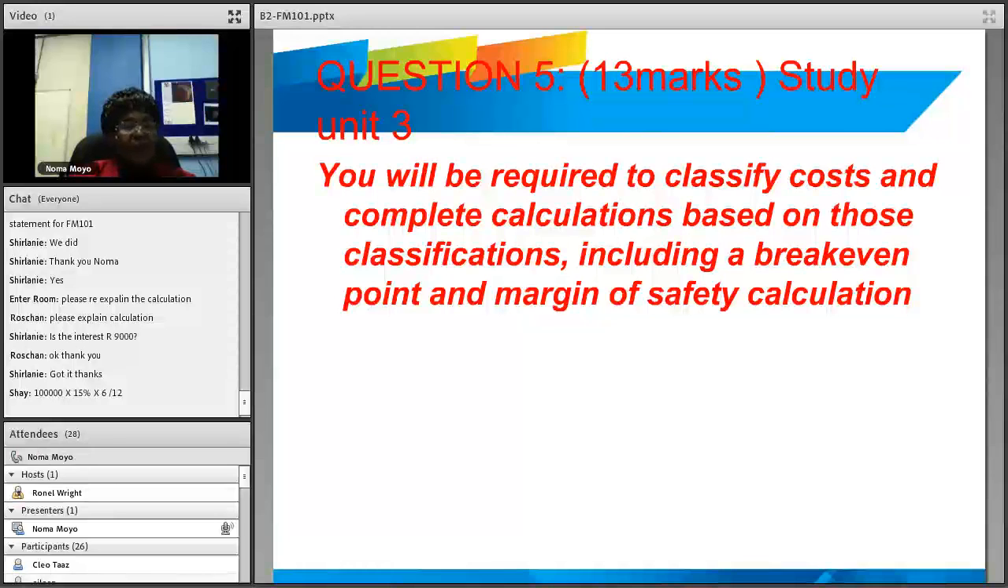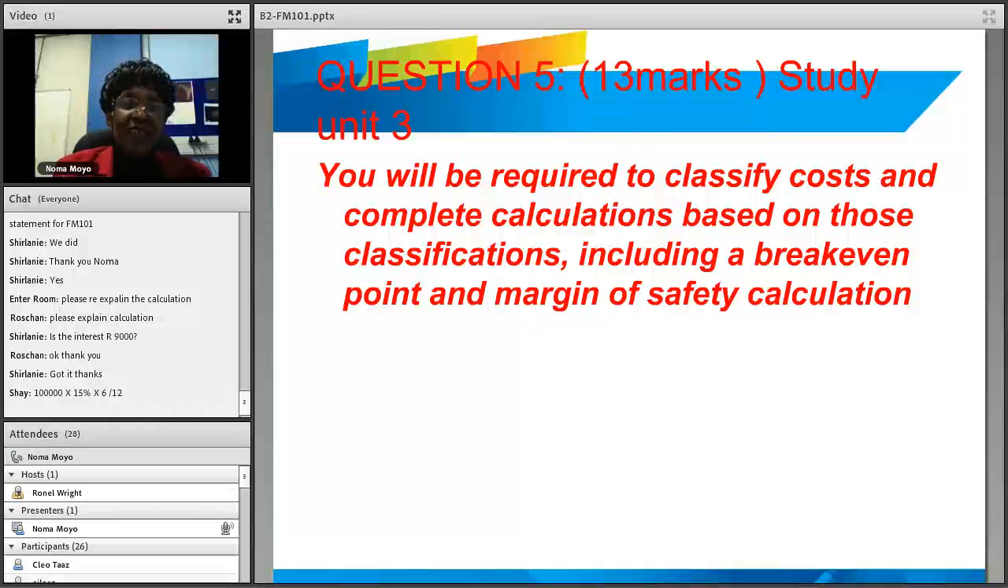Let's look at question 5. They say question 5 now is about costs. You will be required to classify, we have about 45 minutes to an hour. You will be required to classify costs and complete calculations based on those classifications, including break-even point and margin of safety. Let me explain. Break-even is where your costs are equal to your income. Where you don't make a profit, you don't make a loss.